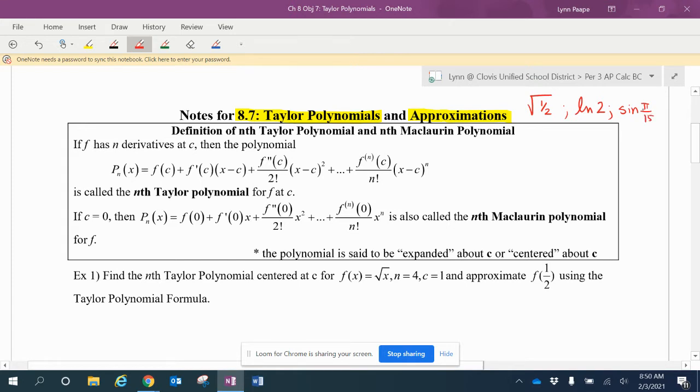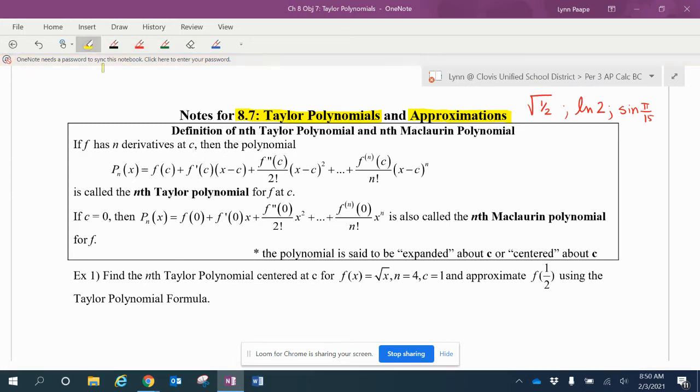So a Taylor polynomial can approximate any of those types of values. At least that's what 8.7 will be about. And then we'll expand it. Instead of being a finite approximation, we'll look at it in an infinite sense so that we can actually figure out the value of it instead of an approximation. But our approximations can be pretty spot on.